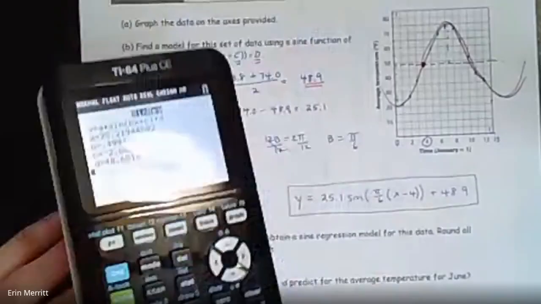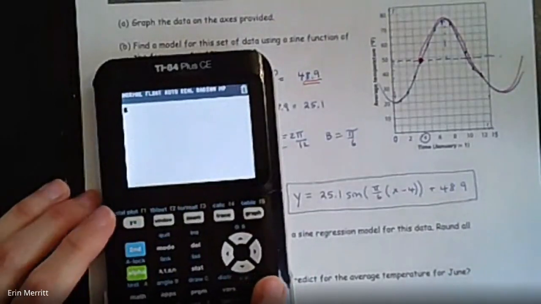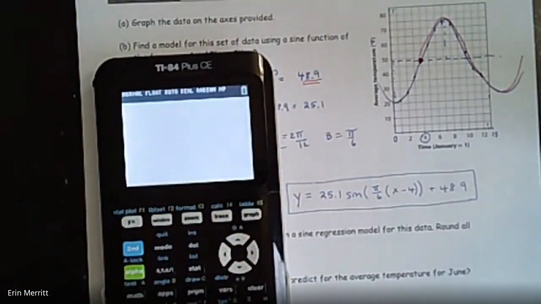So on your calculator, I want you to go up into your y equals, and let's, hold on one second.